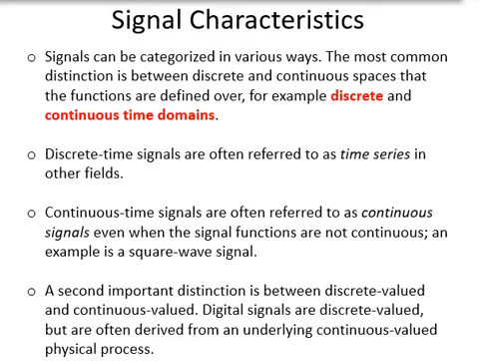Signals can be categorized in various ways, but the most common is continuous and discrete time signals. Discrete time signals are often referred to as a time series in other fields. Continuous time signals are often referred to as continuous signals, even when the signal functions are not continuous, for example square wave signals. A second important distinction is between discrete value and continuous value. Digital signals are discrete value but are often derived from an underlying continuous value physical process.